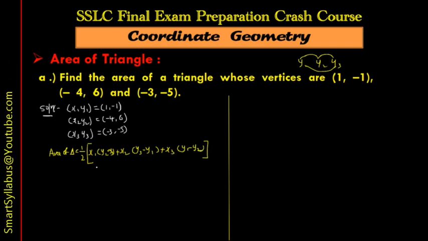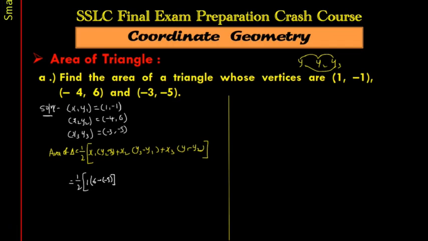Now substitute all the values. That is equal to half as it is, the bracket: x1 is 1, inside the bracket y2 minus y3, which is 6 minus (-5), so y2 is 6 and y3 is -5, write it in the bracket. Plus x2 is -4, so take it in the bracket.